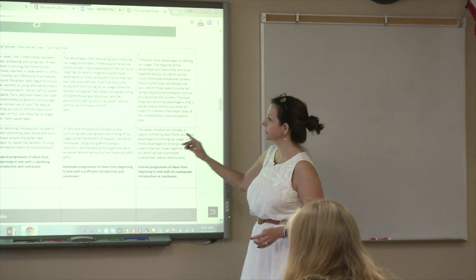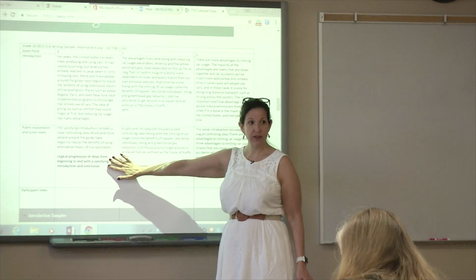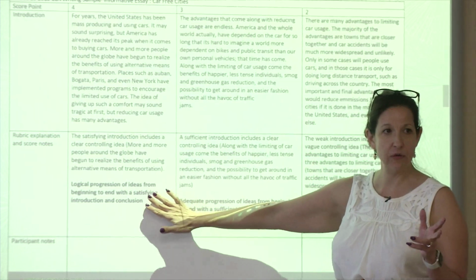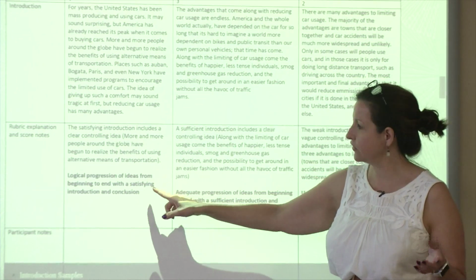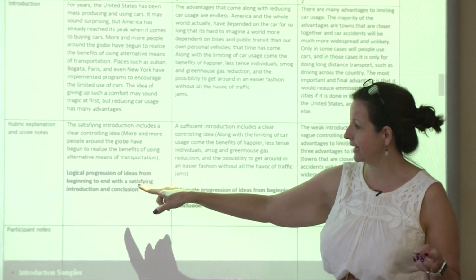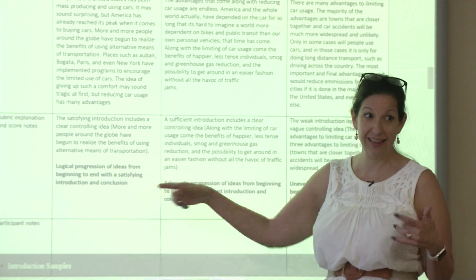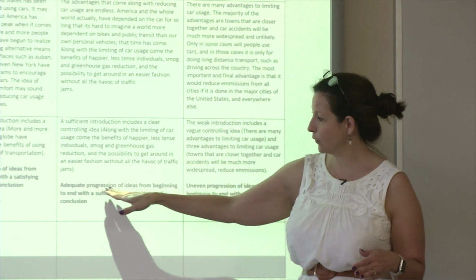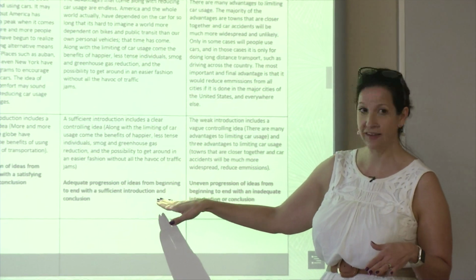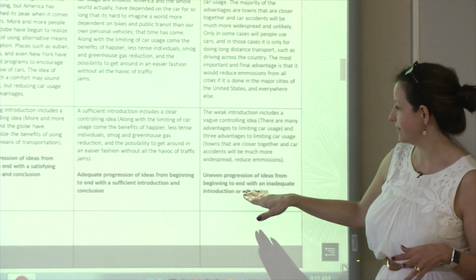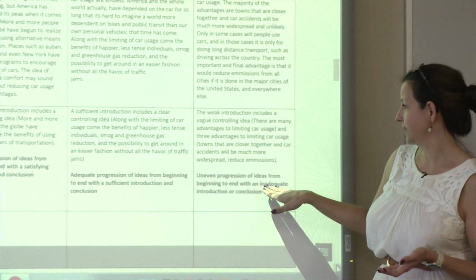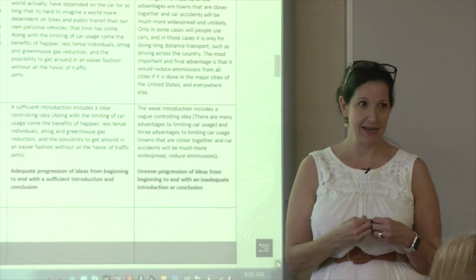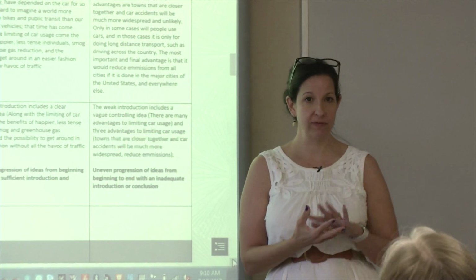What I did was I took the rubric language that had something to do with introductions or seemed to have something to do with introductions, because really there's only one word in the rubric for each of these. It says there's a logical progression of ideas from beginning to end with a satisfying introduction and conclusion. That's the remark that it's graded on. And then you can see how now we have an adequate progression of ideas from beginning to end with a sufficient introduction and conclusion, not satisfying, and then an uneven progression of ideas from beginning to end with an inadequate introduction and conclusion. And so this is one line from the rubric out of the focus, purpose, and organization section.